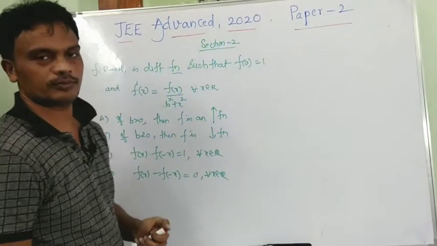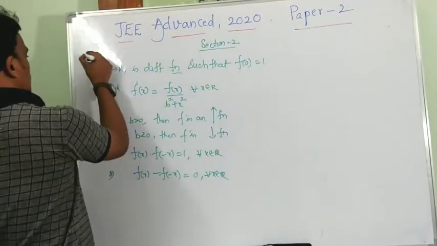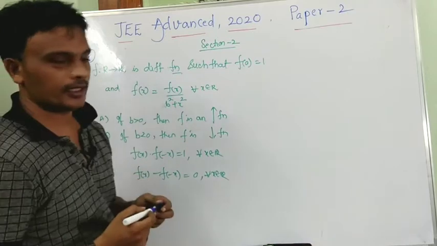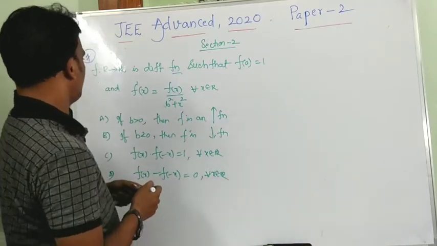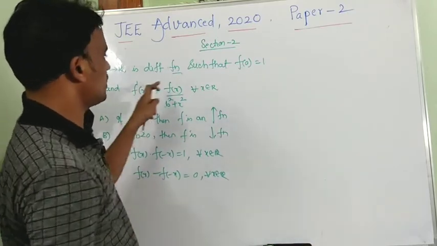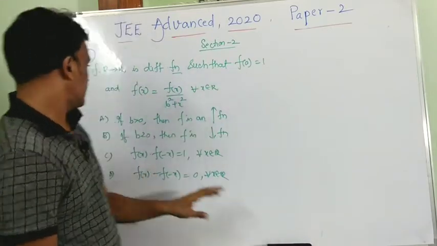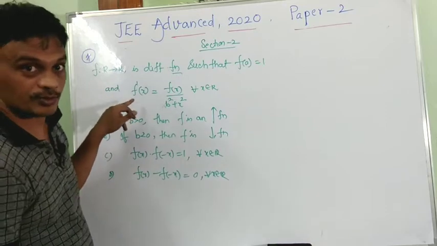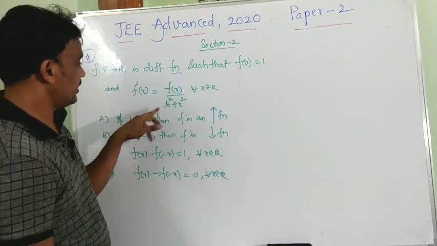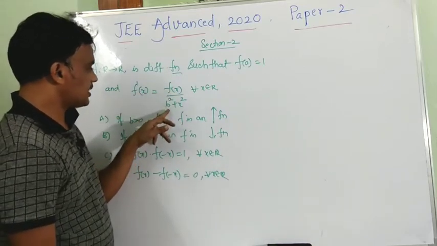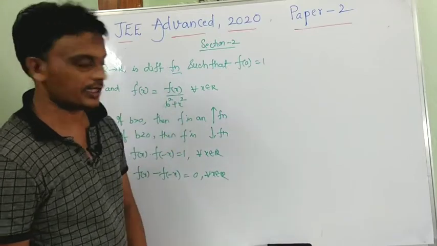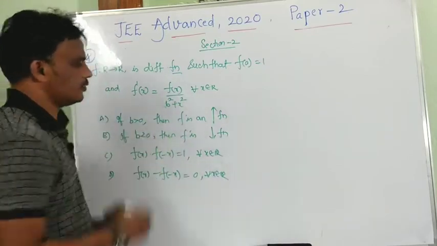From section 2, this is question number 7. They have given that f from R to R is a differentiable function such that f of 0 equals 1, and f dash of x is defined by f of x by b square plus x square for all x real number. Then which of the following holds?